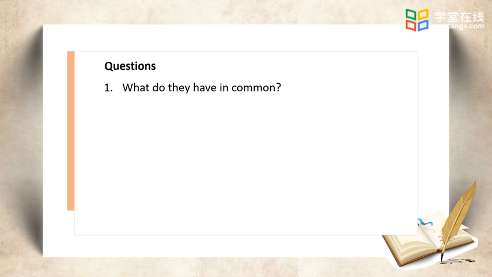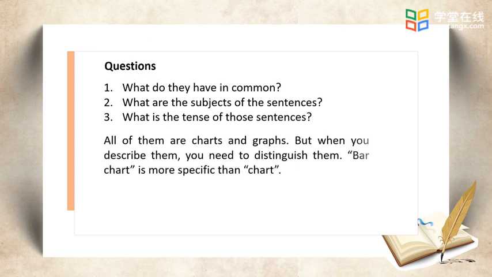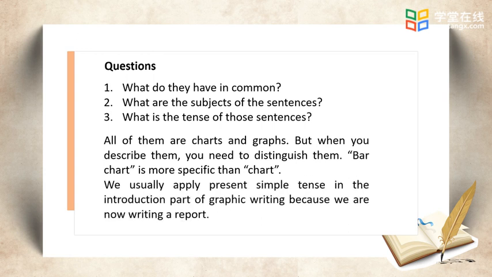What do they have in common? What are the subjects of the sentences? What is the tense of those sentences? All of them are charts and graphs, but when you describe them, you need to distinguish them. Bar chart is more specific than chart. We usually apply present simple tense in the introduction part of graphic writing because we are now writing a report.